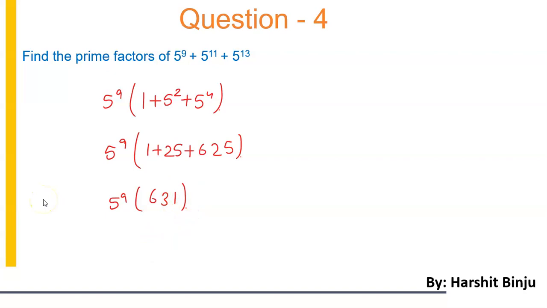Now we're looking for like prime factors of this number. Now 631 cannot be prime factorized further, it's a prime number. Okay. So there are going to be like two prime factors for this number. One will be 5, another will be 631. And that is your answer.